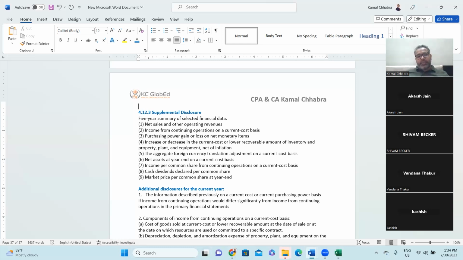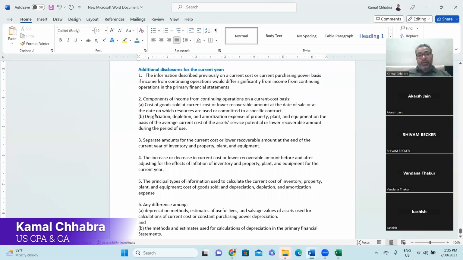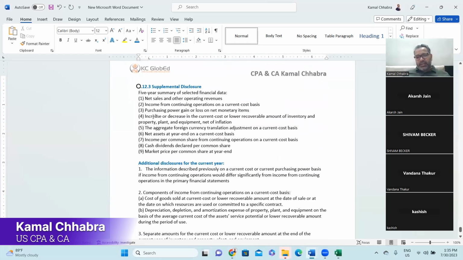So you need to showcase separately what is the net asset at the year end on account of the change in this impact which we have considered. Then seventh item, if you see, you need to calculate the earning per share also based on the restated income statement, right? Last one is cash dividend declared per share that you need to disclose, and market price per common share that also you need to disclose on account of the change. And there are some additional disclosures required for the current year. So these all disclosures which we have discussed, 9 disclosures, you need to give for the 5 years.